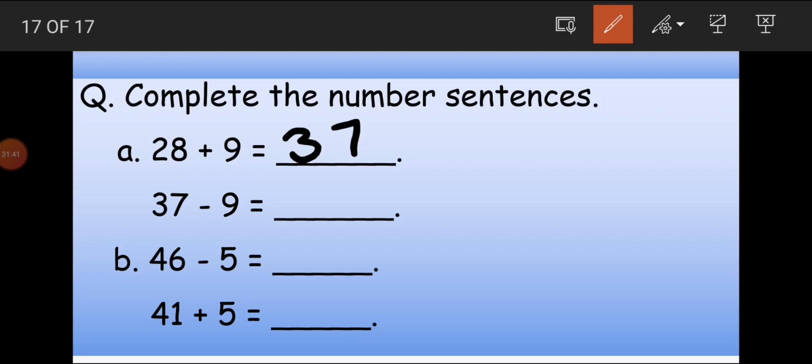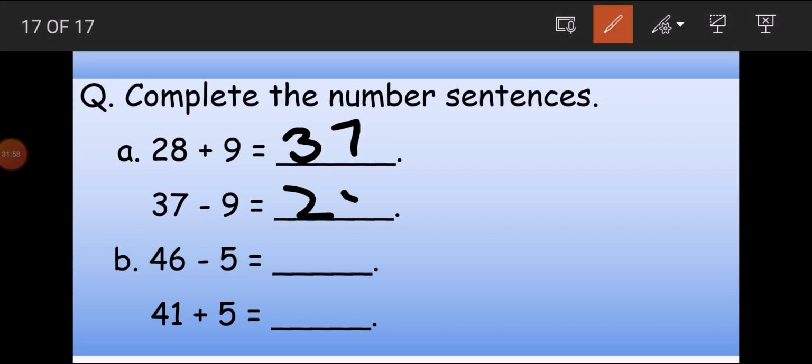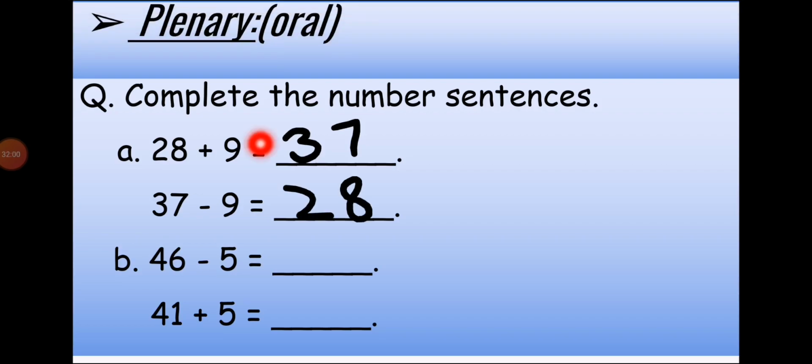Now 37 minus 9. Here first we add 28 and 9, we get 37. Now 37 minus 9. Now you can count back. From 37, 9 back, 37 in mind, now count back, 36, 35, 34, 33, 32, 31, 30, 29, 28. The answer is 28. So these two numbers, addition and subtraction, are related to each other.